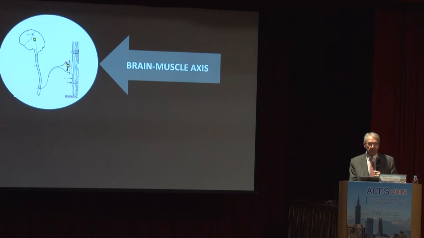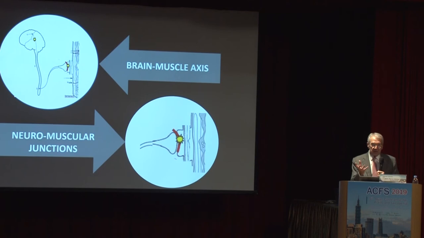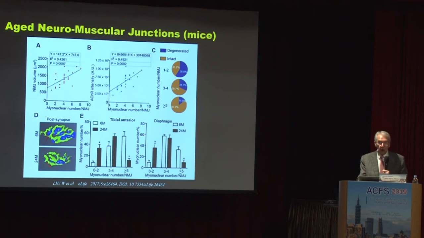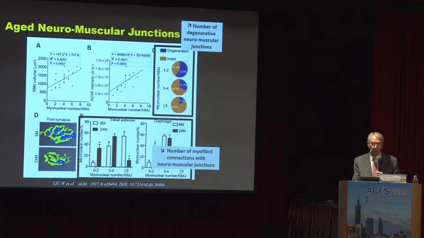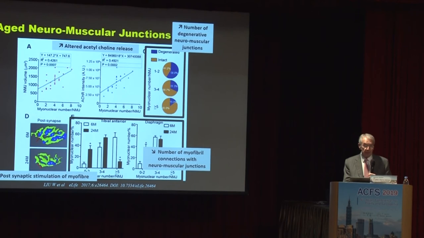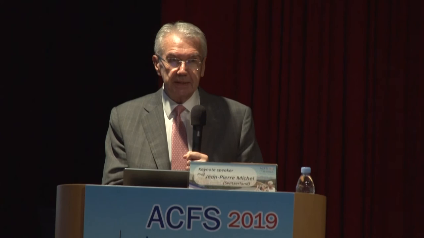Another point, which is more complicated, is the problem of the brain-muscle axis. Is there any brain-muscle axis? Is there any modification of the neuromuscular junction? In fact, it is now very well known in mice that you have a decrease in the number of connections within the neuromuscular junction. We have an increase of neurodegeneration at the neuromuscular junction. We have an alteration of the acetylcholine release, and after the synapse itself, there is a poor synaptic stimulation of the myofibre. So all these things deeply modify the way that the excitation-contraction of the muscle appears in old age.